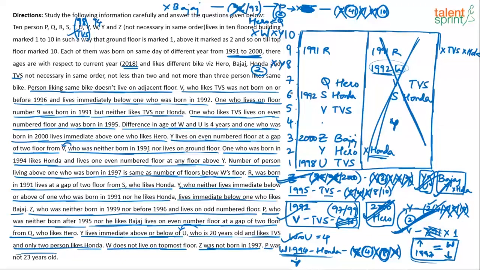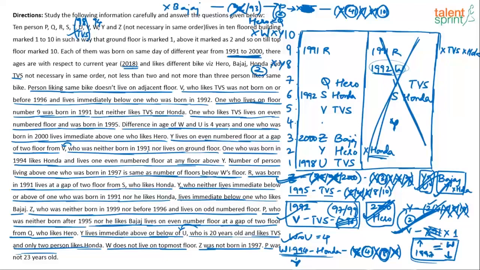But if you take W on 8th floor, how many floors are below W? 7 floors are below W. So how many floors should be above 97? 7 floors should be above 97, which means 97 should come on 3rd floor. But 3rd floor is already blocked for 2000. Are you getting the point, guys? I am using this possibility of W on 4th floor or 8th floor in combination with this one. If W is on 4th floor, there will be 3 floors below W, so there should be 3 floors above 97. So 97 comes on 7th floor.